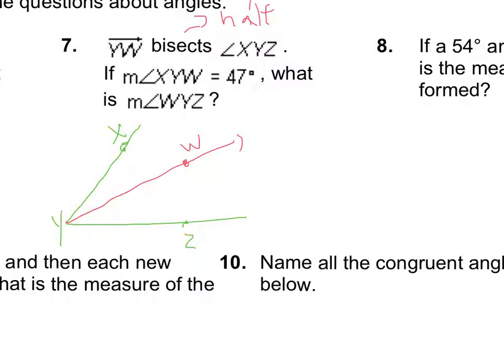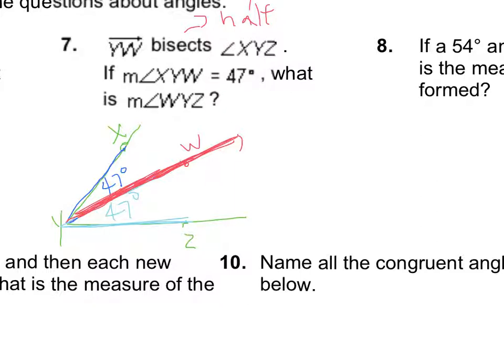So if angle XYW, that's the angle made connecting X to Y to W, is 47, what is WYZ? Well, WYZ would be the part made connecting W to Y to Z. Remember, if YW is the bisector, then what it does is it splits it in half. So if the top part is 47, then the bottom part must also be 47. So my answer would be 47 degrees.